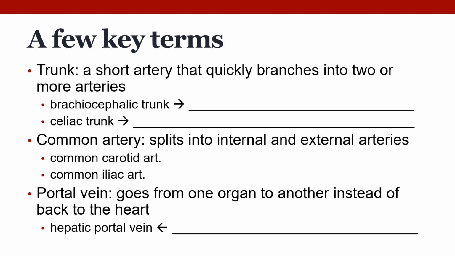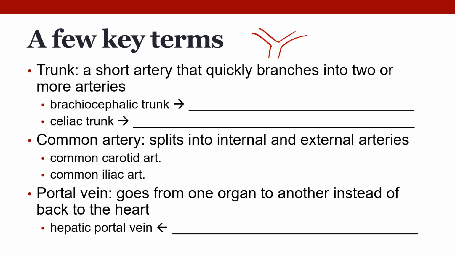The first is a trunk. A short artery, though sometimes we talk about venous trunks as well, but usually if something is named a trunk, it's usually an artery. A trunk is a short artery that quickly branches off into two or more smaller, more specific arteries.